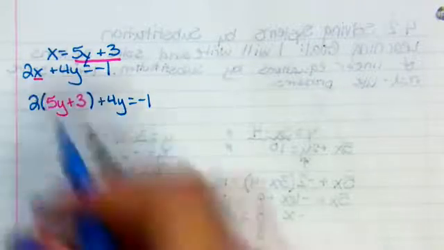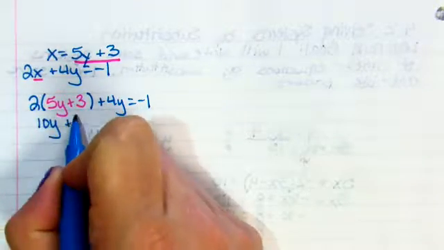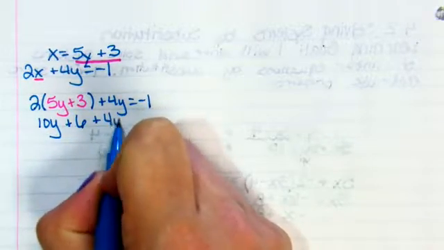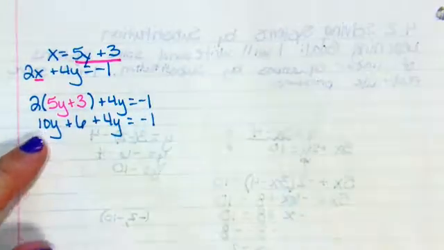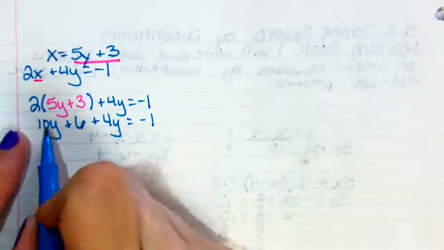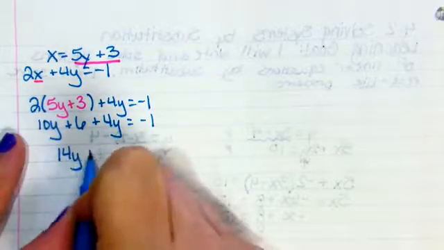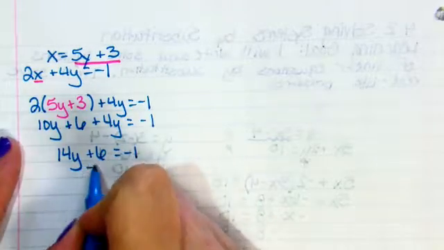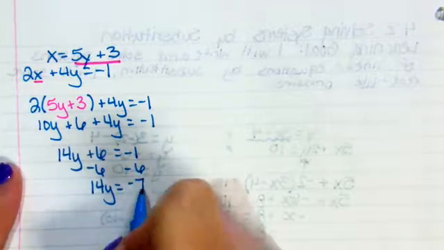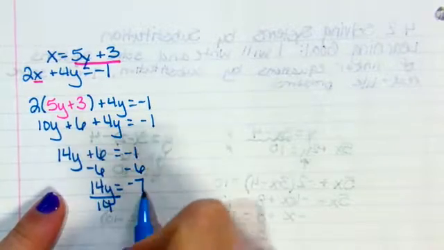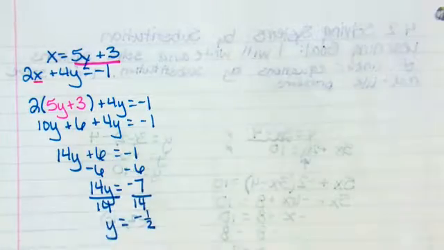First I have to distribute. 2 times 5y is 10y. 2 times 3 is 6. I'm still adding 4y. That equals negative 1. Now you see I only have one variable left, so I can solve for that. Let's first combine 10y and 4y. I get 14y plus 6 equals negative 1. Subtract 6 from each side. 14y equals negative 7. Divide by 14, and I get y equals negative 1/2.